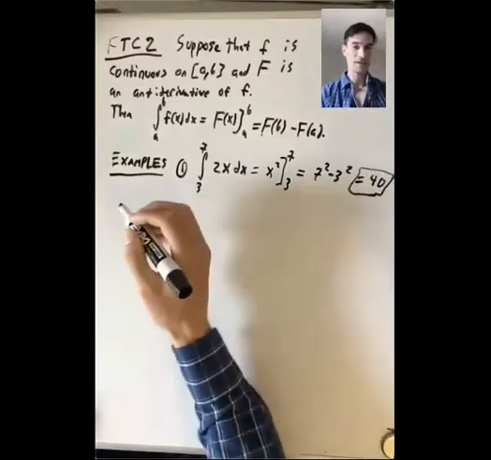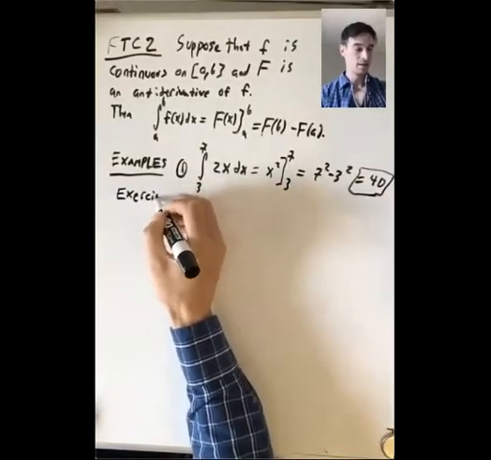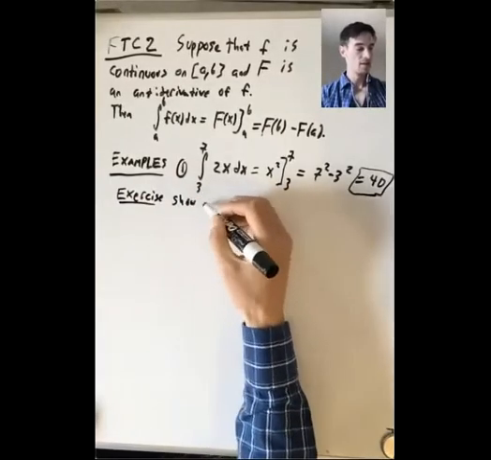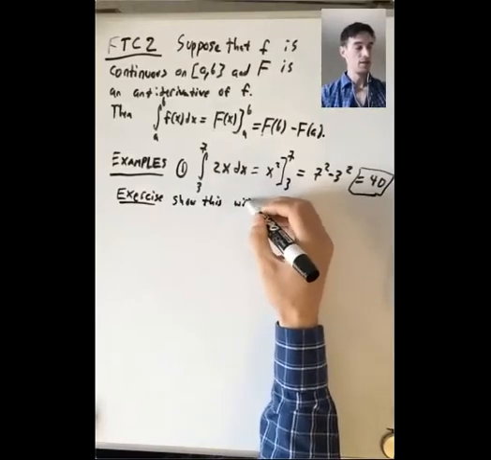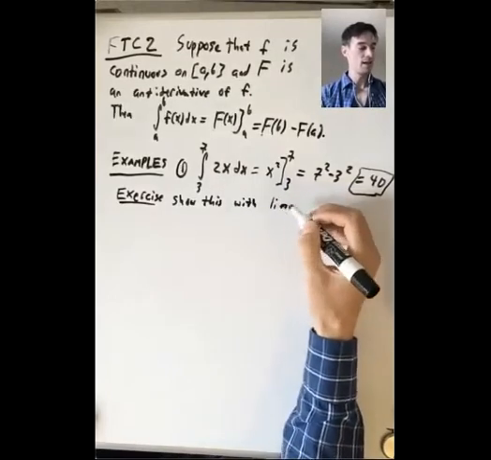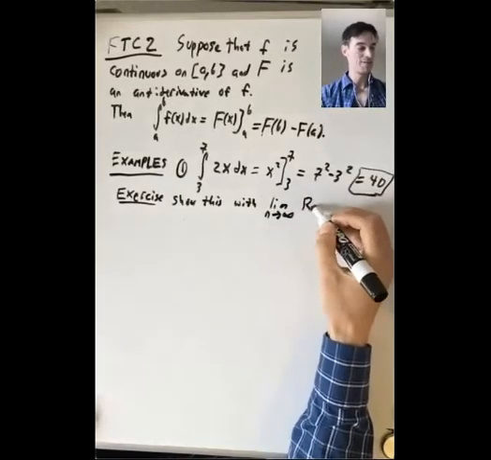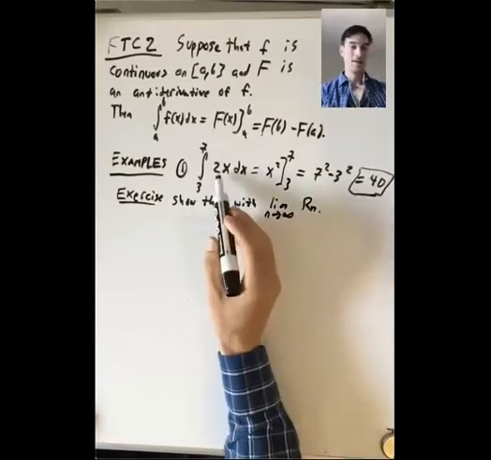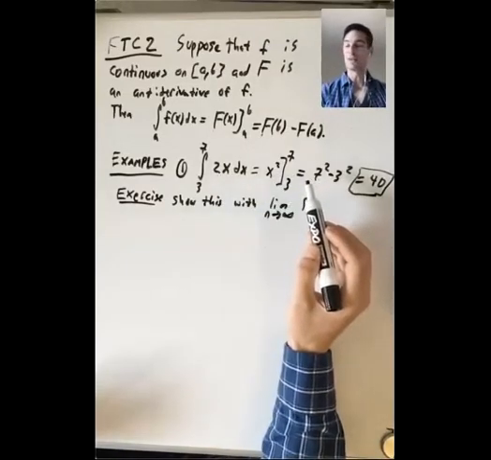OK, exercise. You really should try it. Show this with the limit definition, where you take the limit as n goes to infinity of this approximation with rectangle areas, either Rn or Ln. This is much easier. FTC2 saves you a ton of work.